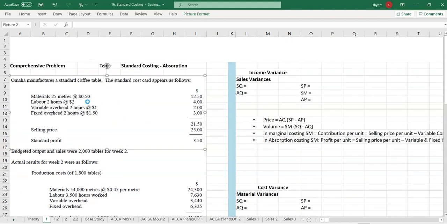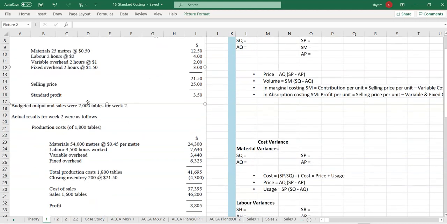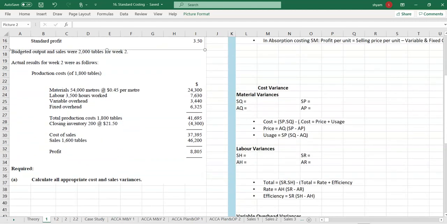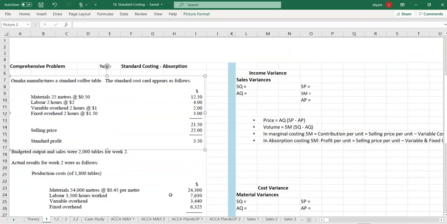Okay, I think we have set up the table. From here onwards, it's just applying the numbers. So first we'll move on to the question. He says calculate all appropriate cost and sales variances. So you have to work out all the variances. The marks are not given, so we'll assume that we have to work out almost all the ratios which are possible to do. So we'll start.